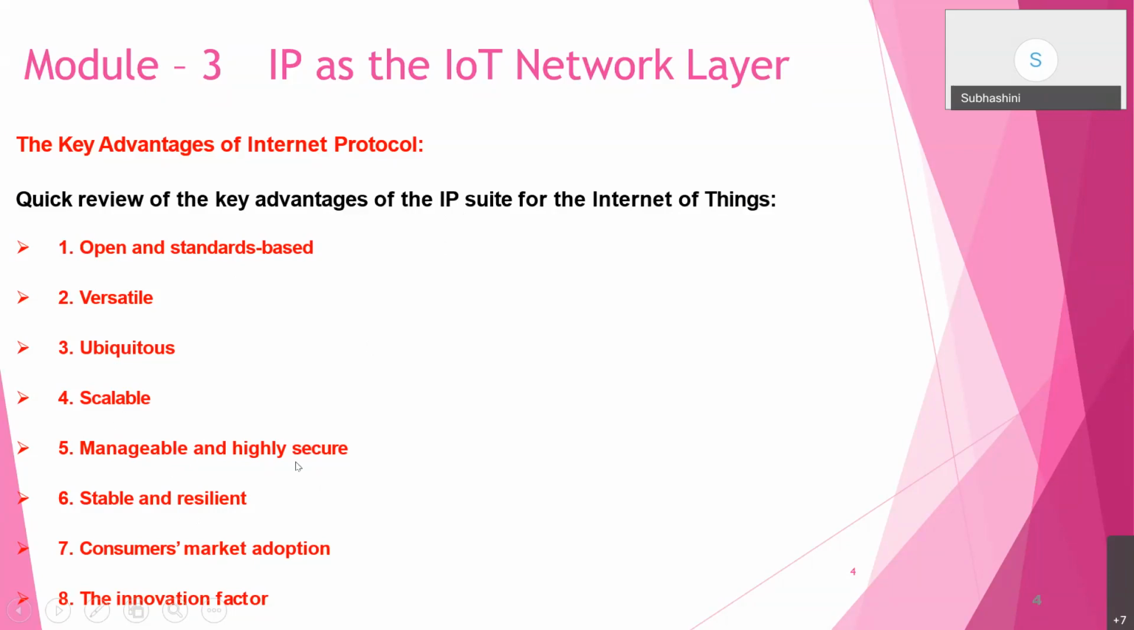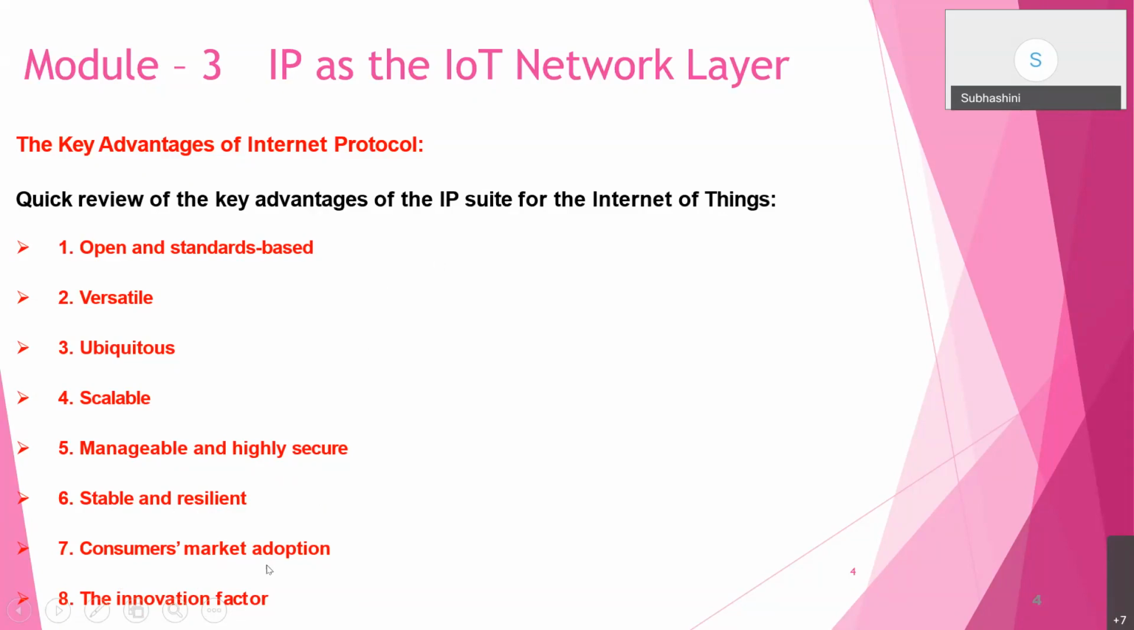And stable and resilient. It means any type of errors or changes happening with respect to topology, network bandwidths, or congestion variations can be handled. You can handle all these changes in case of IP with these factors. It is stable and resilient.